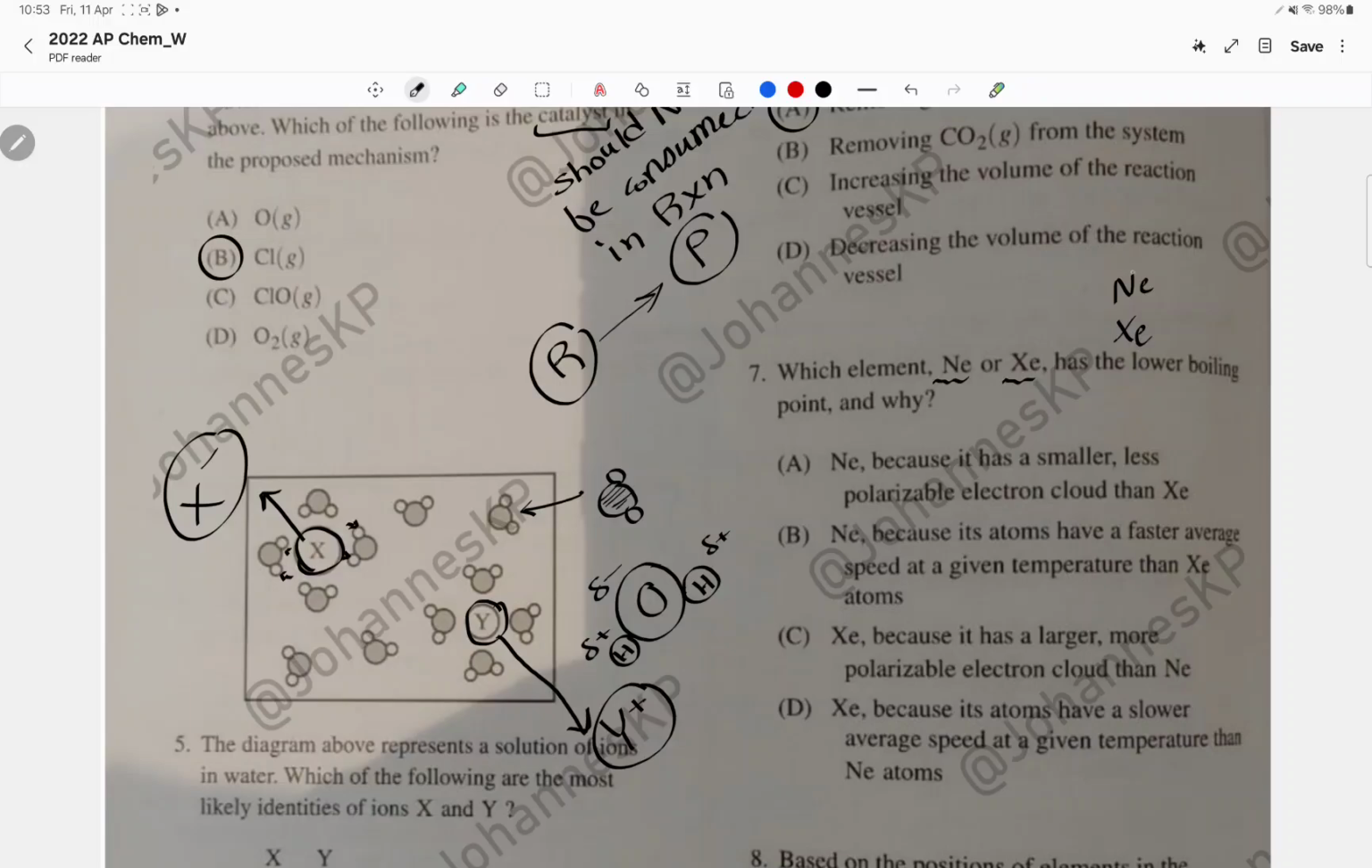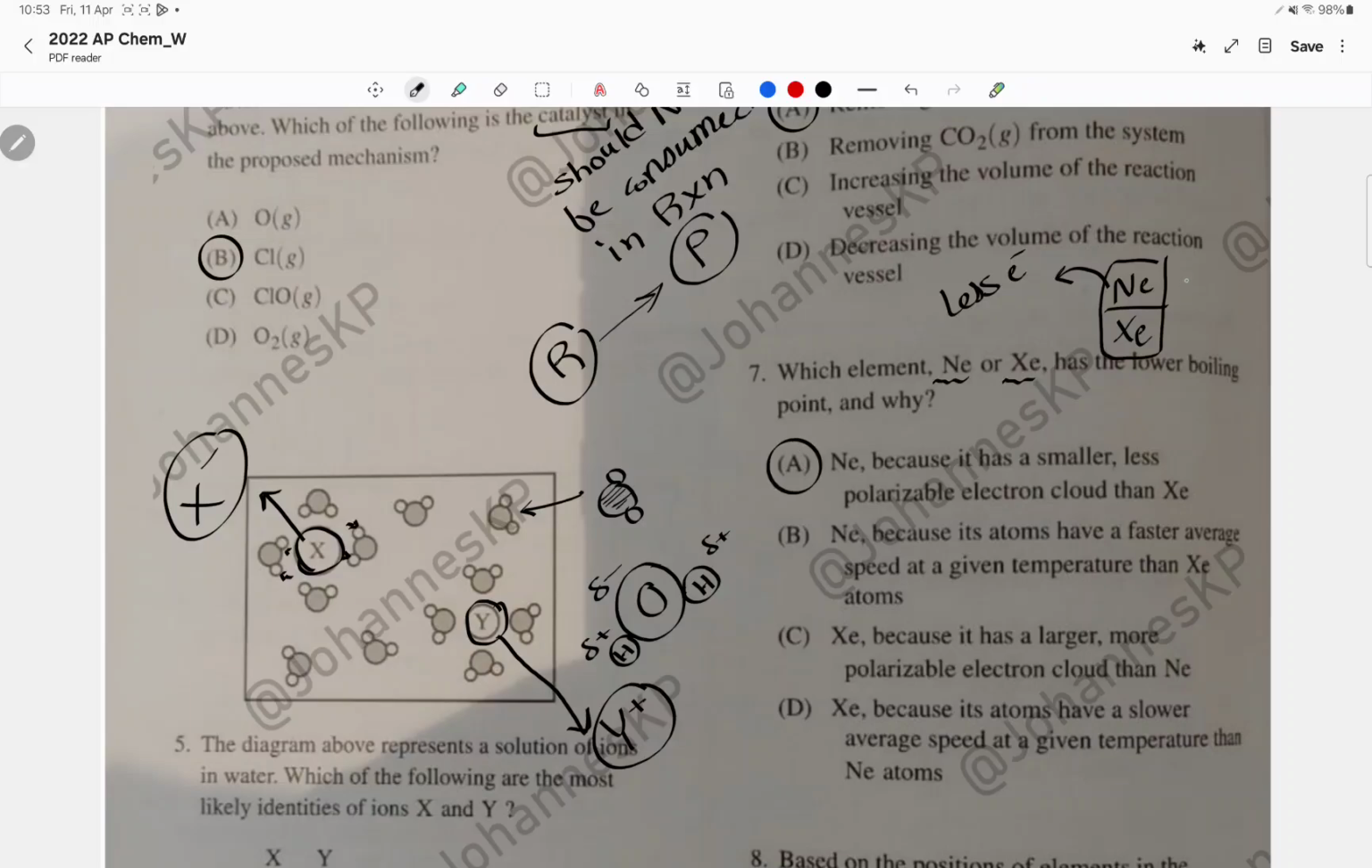So, okay. Which one is going to have lower IMFs? Ne, because it has fewer electrons, and therefore a less polarizable electron cloud. So Ne is going to be the one.